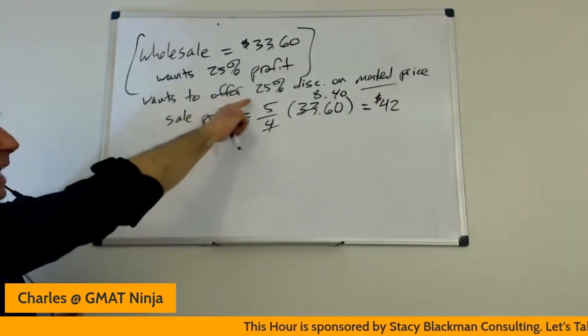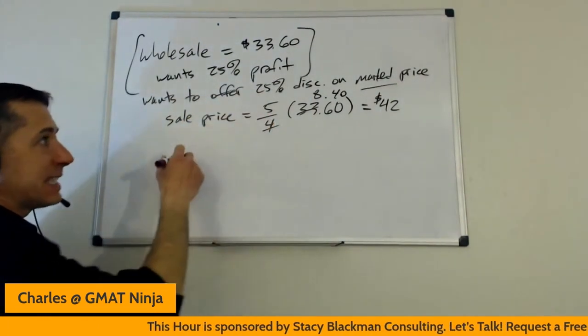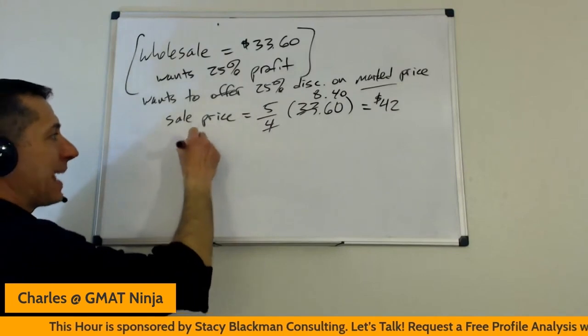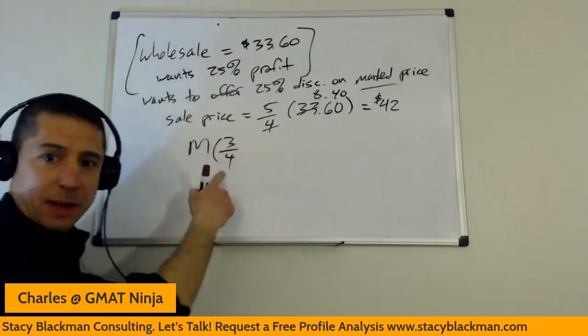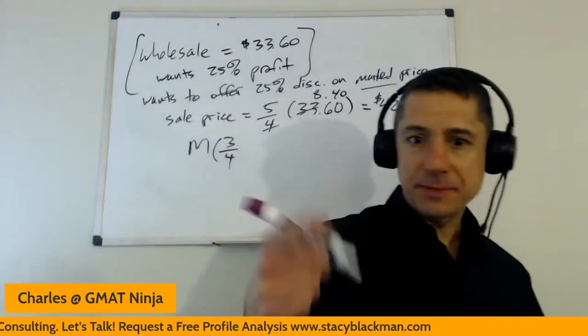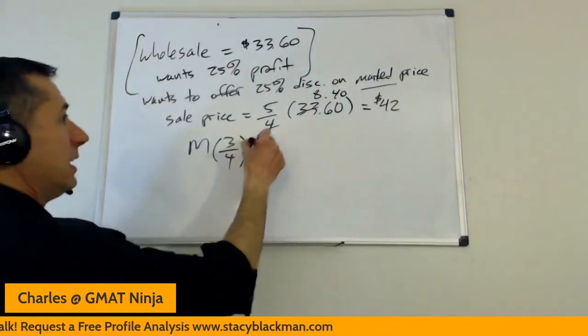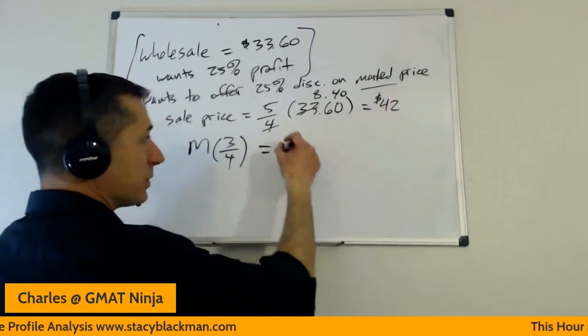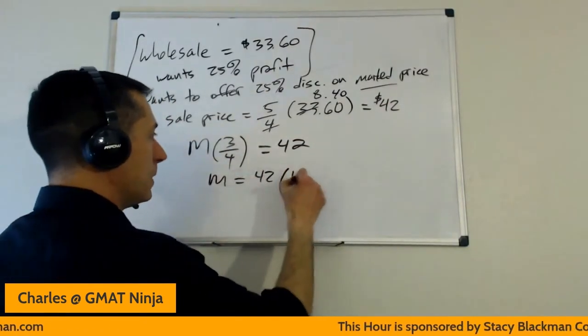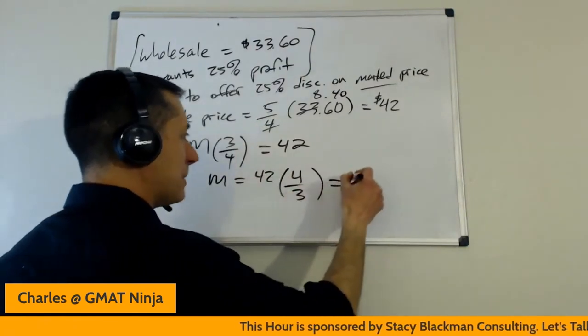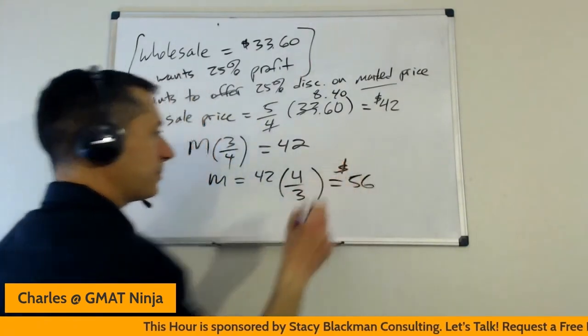And if she wants to offer a 25% discount on the marked price, what we're saying is that she wants to take that marked price, I'll call it M, multiply it by 3/4. Again, 25% discount, all about those multipliers. And that's going to give you the actual sale price, which is $42. Shake and bake, we got it. 4/3, if I'm not mistaken, that's 56.